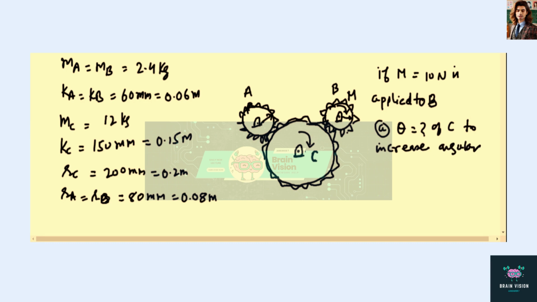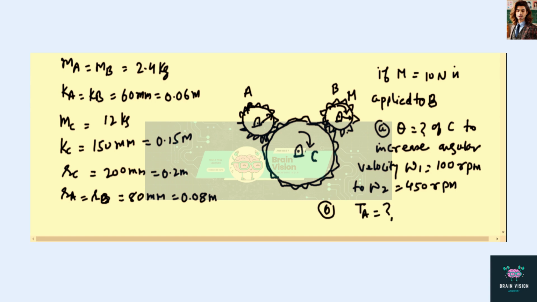omega 1 from 100 rpm to 450 rpm, and also find the tangential force on A. Let us see here.